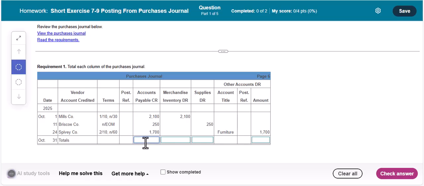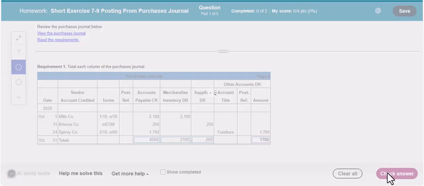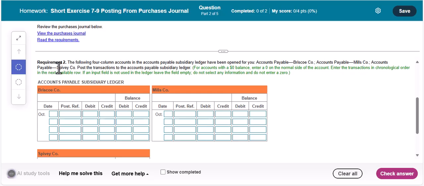So that is going to be a total of 4,050. Merchandise inventory, we just have that, 2,100. Supplies, 250. And then in the other accounts, furniture for 1,700. Let's go ahead and check our answer. Excellent. All right, so we're now on to requirement 2. Now we have our AP subledger.